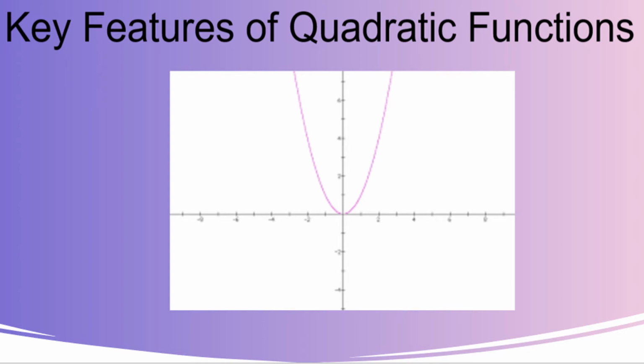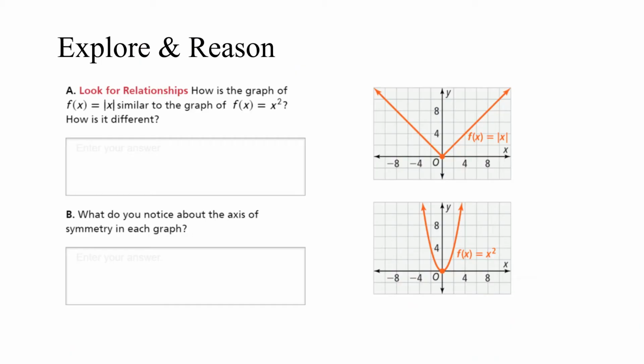Today, class, you will learn the key features of a quadratic function, which is known as a parabola. Let's explore and reason. When you're looking at a graph and you want to determine or describe what's going on, you want to look for relationships. How is the graph of f of x equal to the absolute value of x similar to the graph of f of x is equal to x squared?